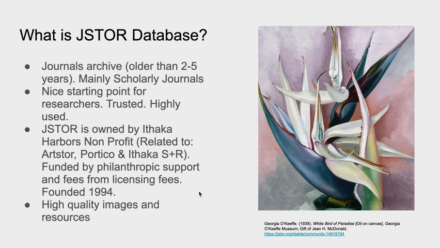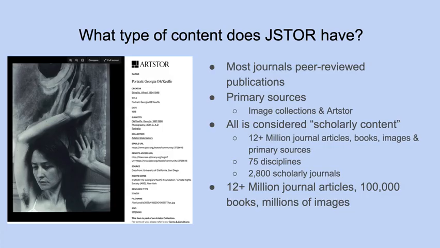For this overview, I will be using content about the American painter Georgia O'Keeffe as an example. What kind of content does JSTOR have? So, most of it are journals, peer-reviewed publications, primary sources such as images, and most of it is considered scholarly content.